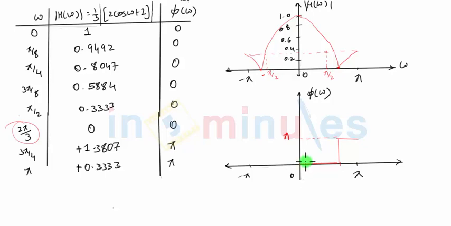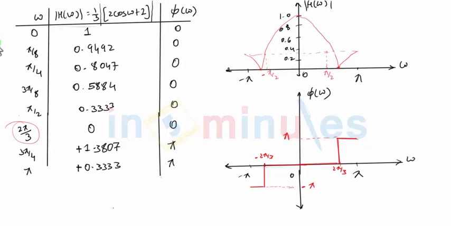Now suppose you had to draw phi of omega completely for minus pi to plus pi, then you have to remember that phase is an odd function. So an odd function will have the symmetry in the opposite quadrant. So the value for 0 to minus pi will be 0 in some portion and then it will become minus pi. So this is the 2 pi by 3 point, and this is the minus 2 pi by 3 point, where the shift in phase will take place from 0 to pi and minus pi. So that's the final answer where we had to draw the magnitude response and phase response.